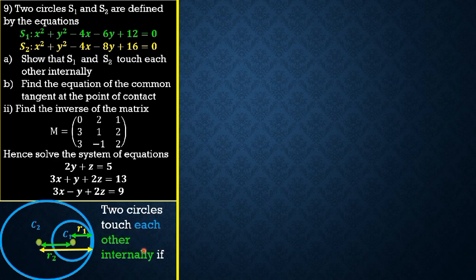Now, guys, what do you think is the condition for these two circles to touch each other internally? The two circles will touch each other internally if the distance between the centers of the two circles is equal to what? The radius of the big one minus the small one. Here in this diagram, you can see that the distance between the centers C1 and C2 has to be the same as the radius of the big circle minus the radius of the small circle. So if we do that, let's have the equations of that form.